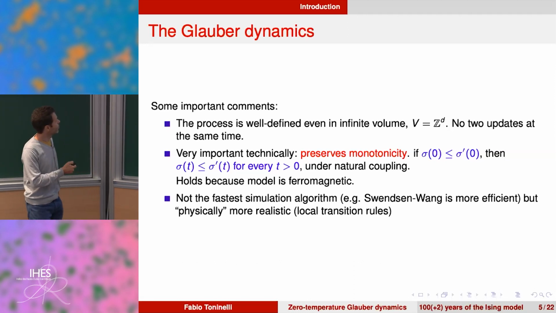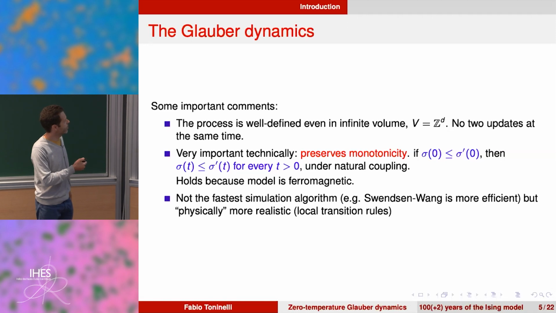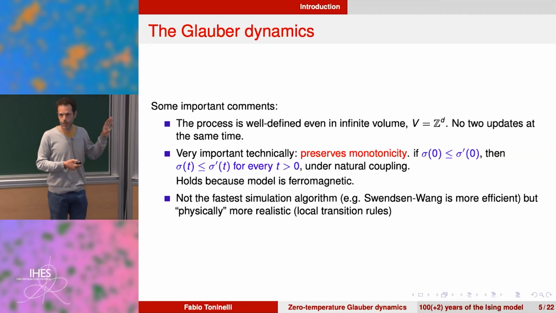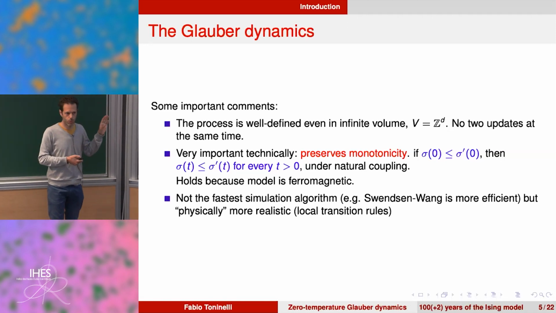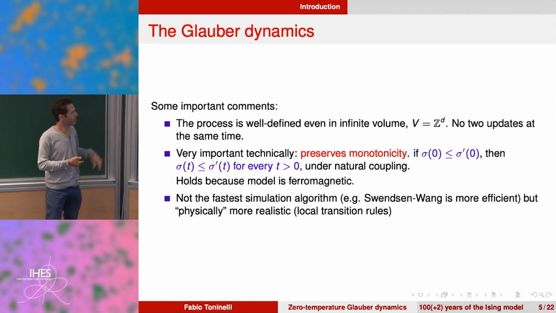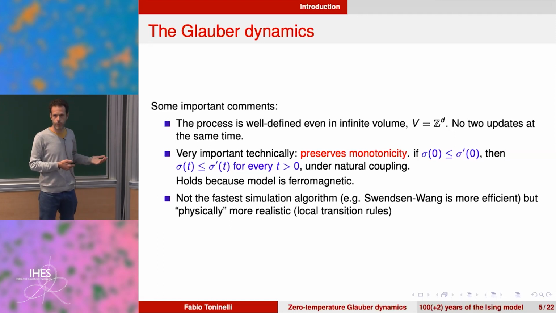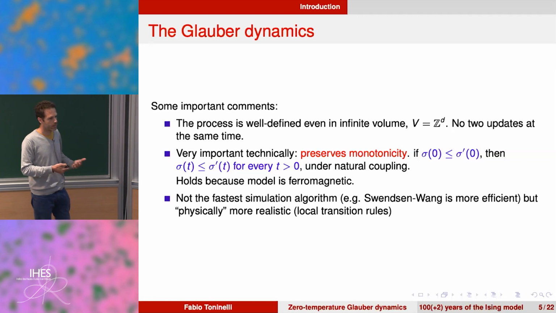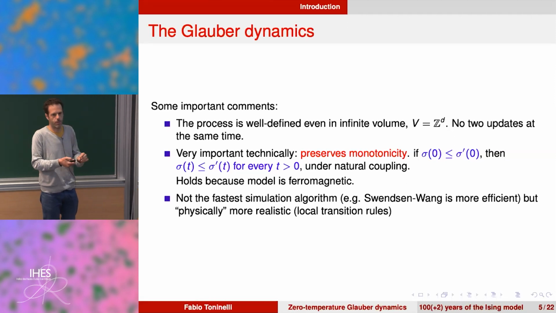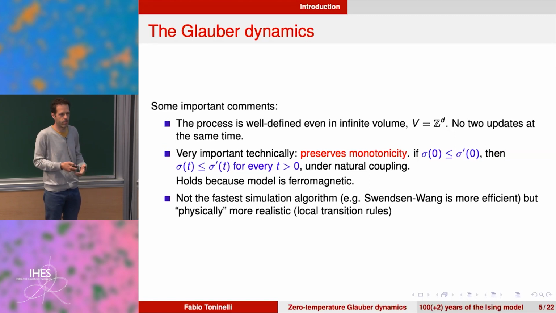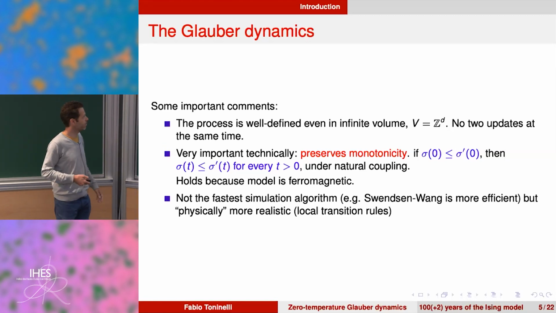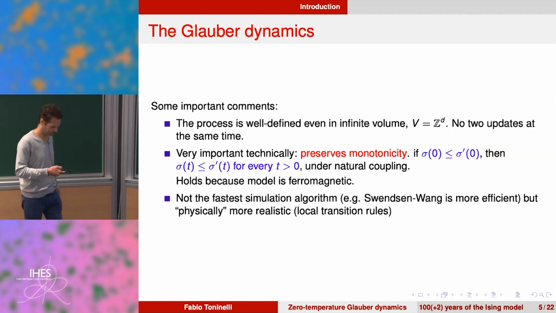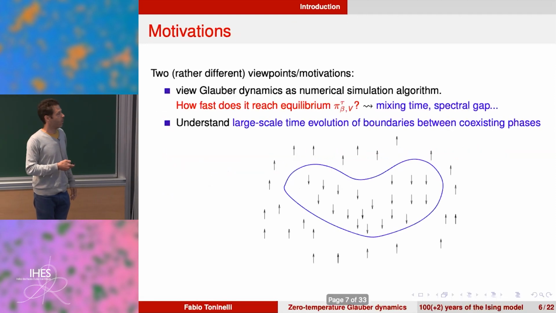Good. So maybe this is important. This Glauber dynamics is not the fastest way you can use to sample the Ising model, for sure. For instance, Swendsen-Wang is more efficient. But on the other hand, it's more natural if you think of a real physical system evolving with local interactions. In this sense, it's more realistic, if you want.